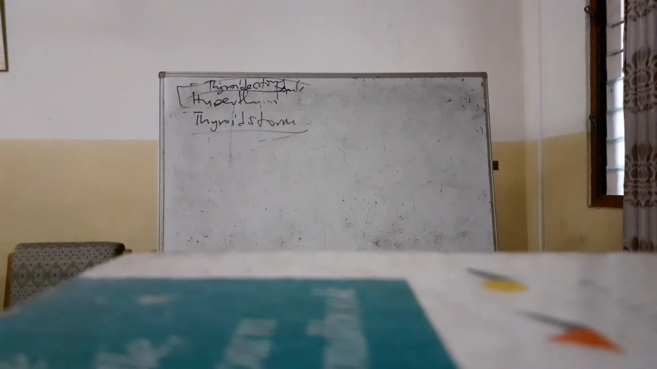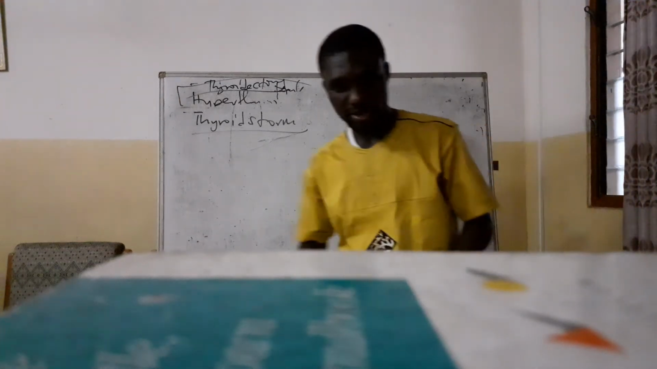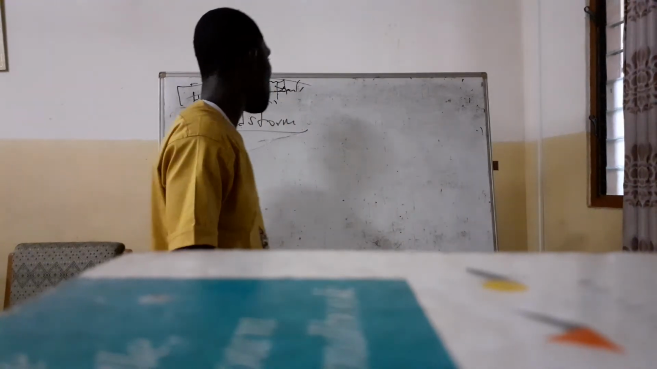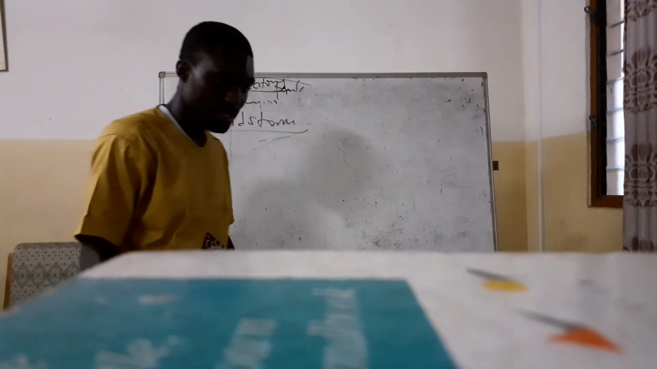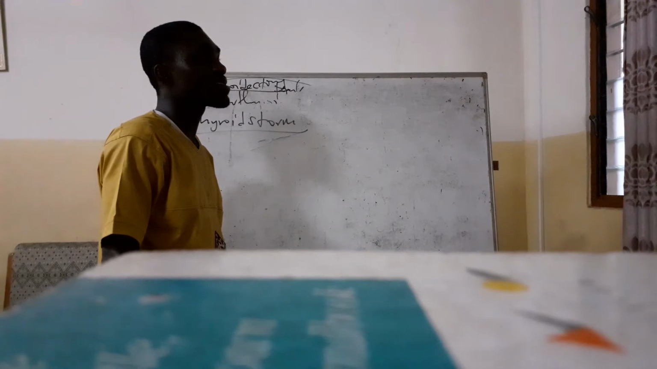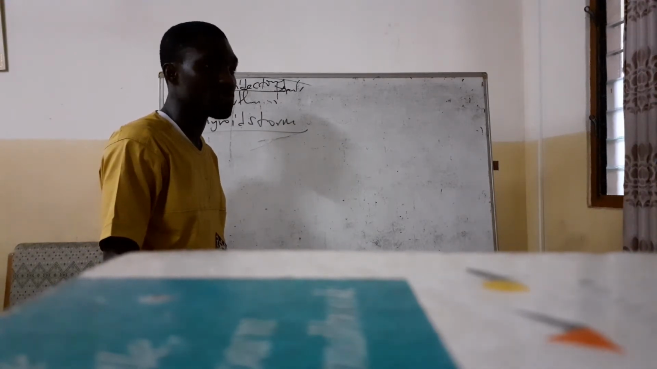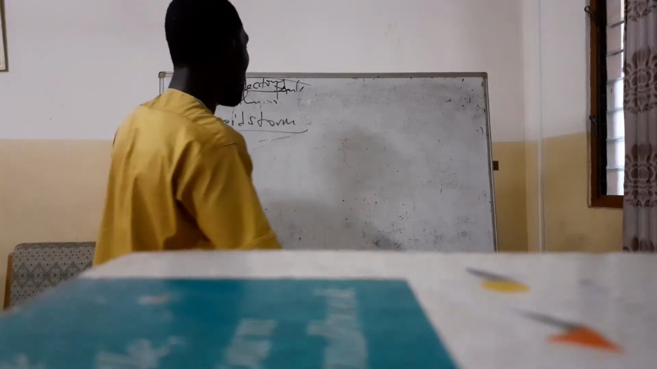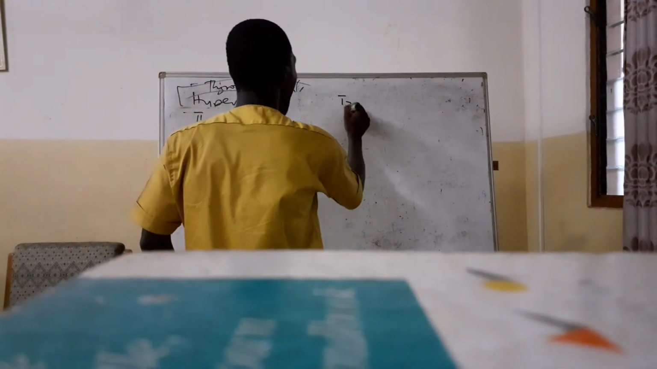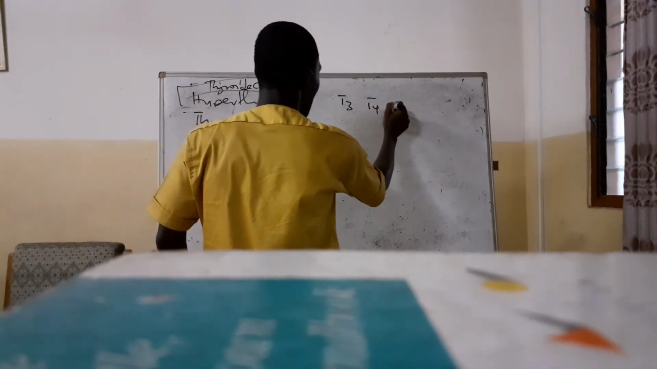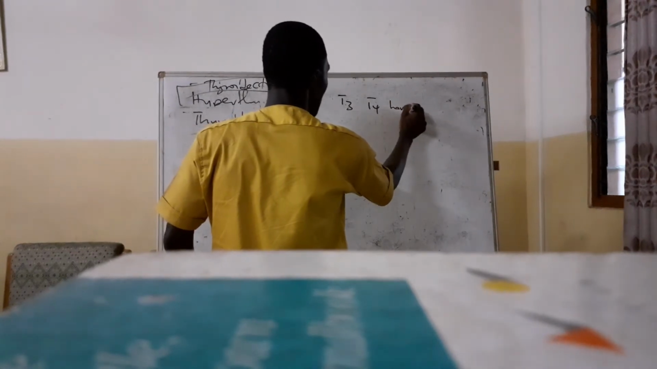Okay, so we are starting with thyroid storm. Thyroid storm, right? With thyroid storm, I said that it's a life-threatening complication of hyperthyroidism, right? So it's a complication of hyperthyroidism where there are abnormally high levels of T3 and T4 hormones, right?